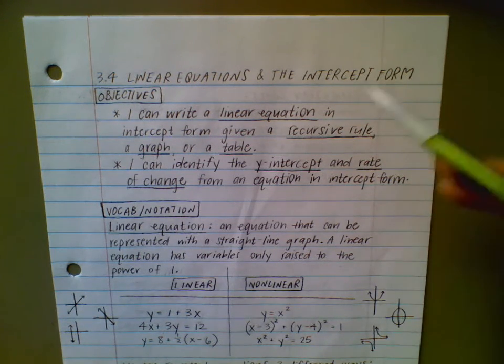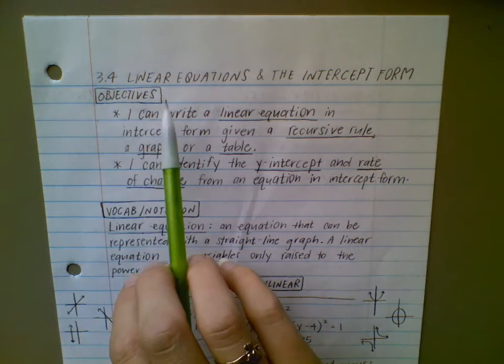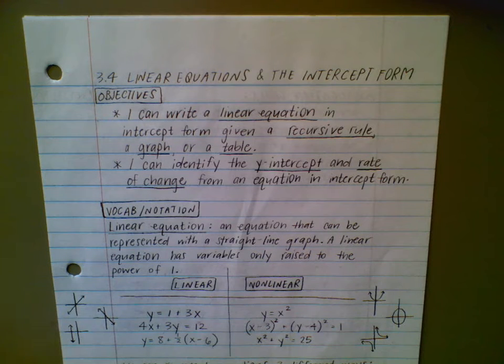We're going to be looking at lesson 3.4, linear equations and the intercept form. Our objectives are to be able to write a linear equation in intercept form, given a recursive rule, a graph, or a table, and also to identify the y-intercept and rate of change from an equation in intercept form.